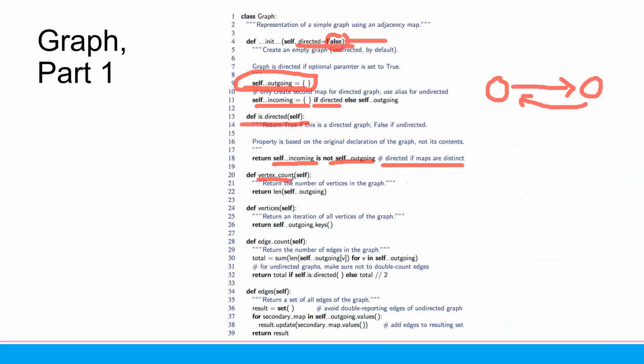For the vertex count, I'll just count how many outgoing. For this, I would like to know the key. Edge count, so I want to know how many edges there are. So it will be the total. If it is directed, I would like to know the total. Otherwise, the total will be divided by 2.